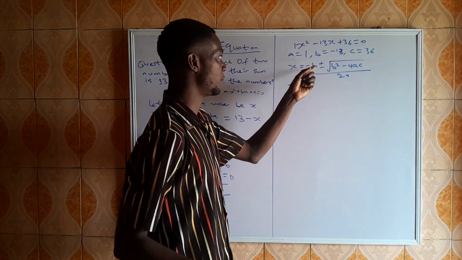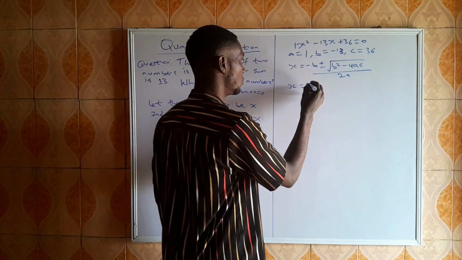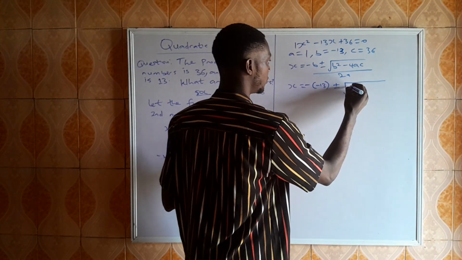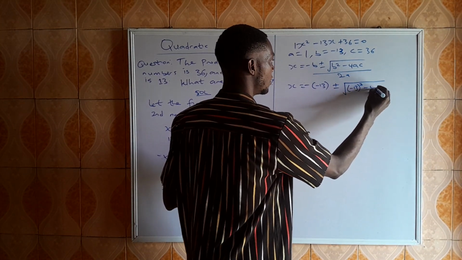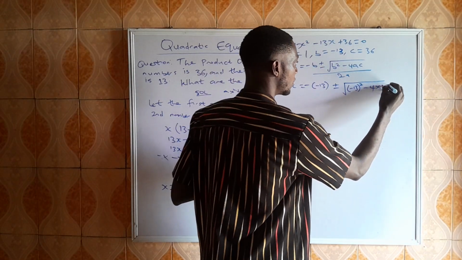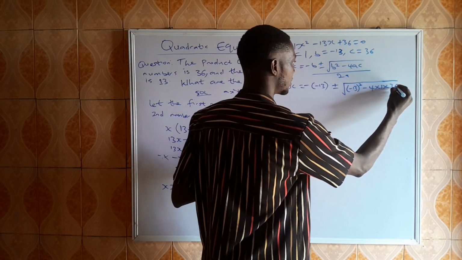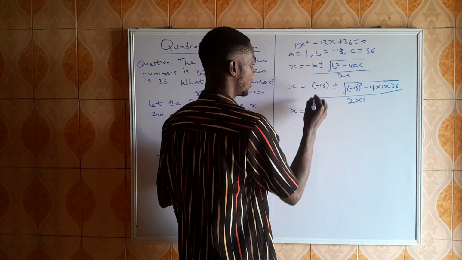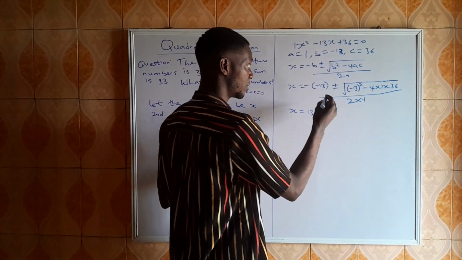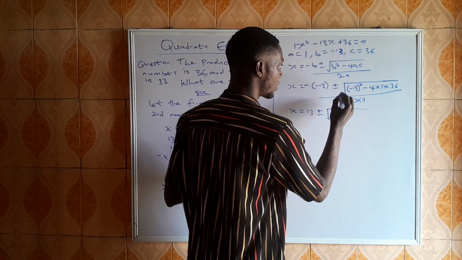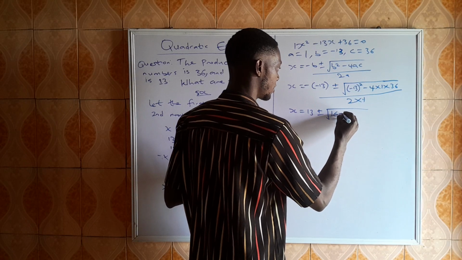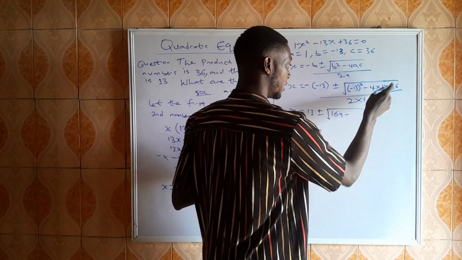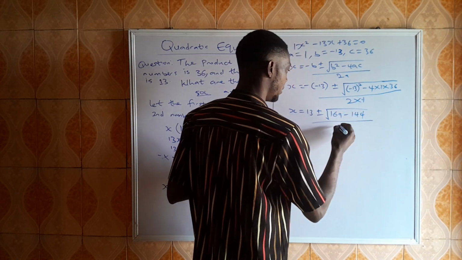So s will be minus b, and b is minus 13, plus or minus the square root of b squared. Our b is minus 13, so minus 13 squared, minus 4 multiplied by a, where a is 1, and c, the constant value, is 36, all divided by 2 multiplied by 1. Minus multiplied by minus gives plus 13, plus or minus the square root of minus 13 squared, which is 169, minus 4 multiplied by 1 multiplied by 36, which gives 144, divided by 2.